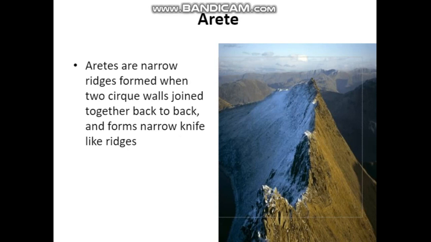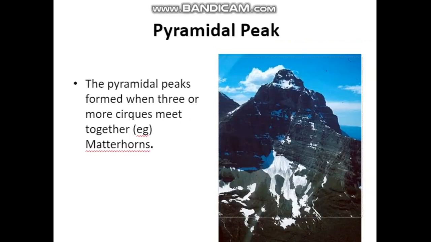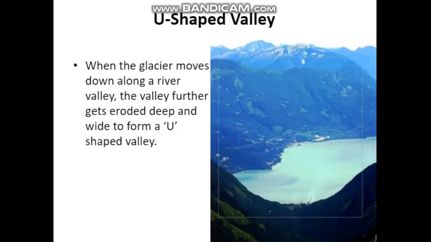Okay, next one, pyramidal peak. Pyramidal peaks: that means when three or more cirques meet together, they form a pyramidal peak. Okay. Do you understand? Pyramidal peak. What do you mean by pyramidal peak, students? Listen. Pyramidal peaks are formed when three or more cirques meet together. Example, Matterhorn.